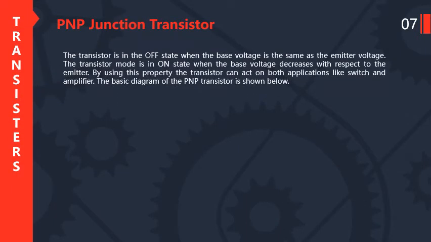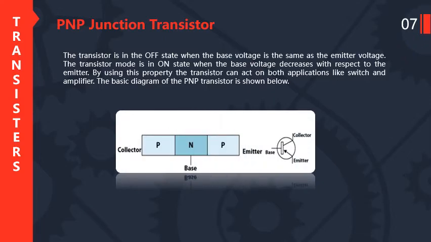The transistor is in the off state when the base voltage is the same as the emitter voltage. The transistor is in its on state when the base voltage decreases with respect to the emitter. By using this property, the transistor can act in both applications, like switch and amplifier. The basic diagram of the PNP transistor is shown below. So this is the diagram for the PNP transistor. The first one is the practical diagram, and the second one is the symbolic diagram of the PNP transistor.